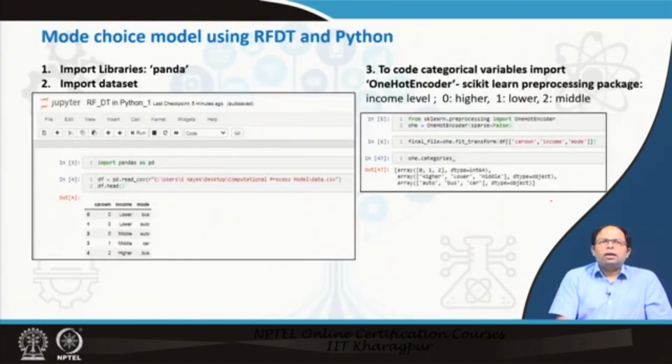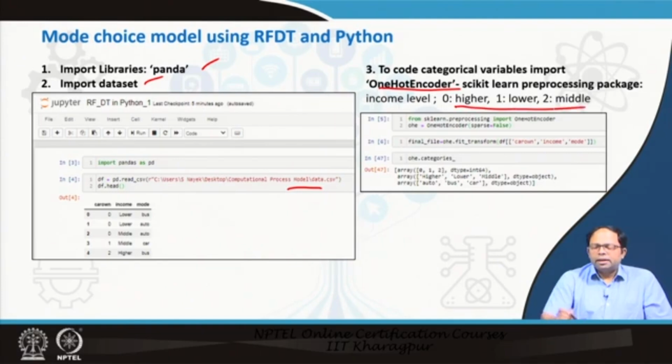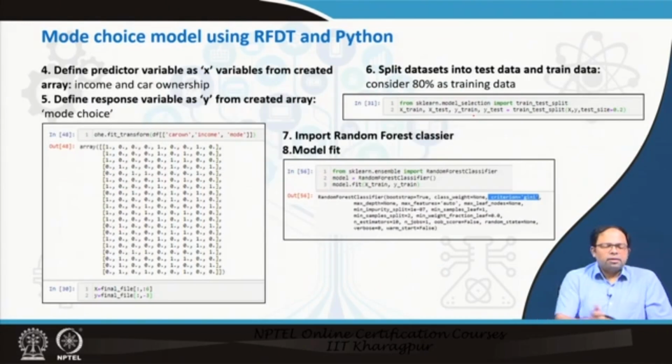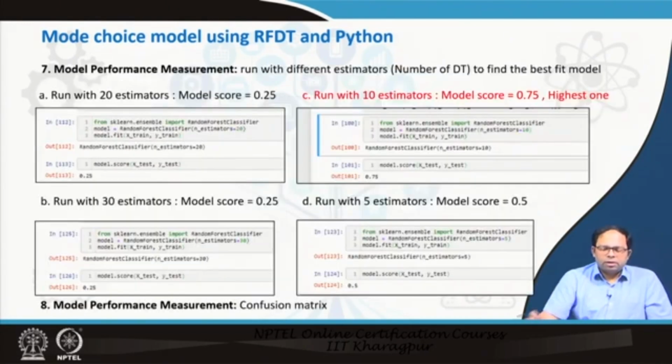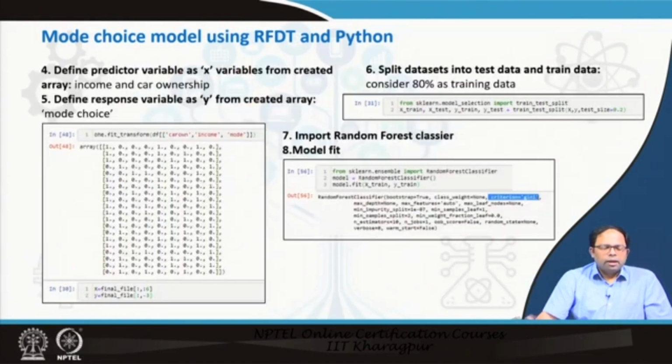Again, we will go into Python, in a Jupyter notebook. We import the Pandas library, and then we import the previous data set that we have already used. Then we can use the one hot encoder to do the categorization of the different income categories. Once that is done, we can define the predictor variables and the response variables like we have done earlier. That is done over here.